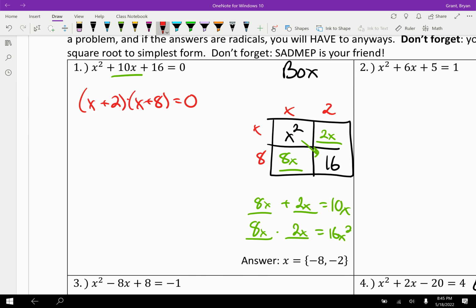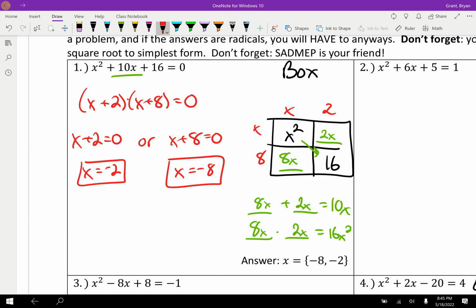Once we're here, do you remember how to solve? This is from topic 9. This is our zero product property. We take x plus 2, set that equal to 0. x plus 8, set that equal to 0, and then we go through and solve each one. Subtracting 2 from each side gives us an x of negative 2. Subtracting 8 gives us an x of negative 8. And you'll notice those match the 2 answers at the bottom.